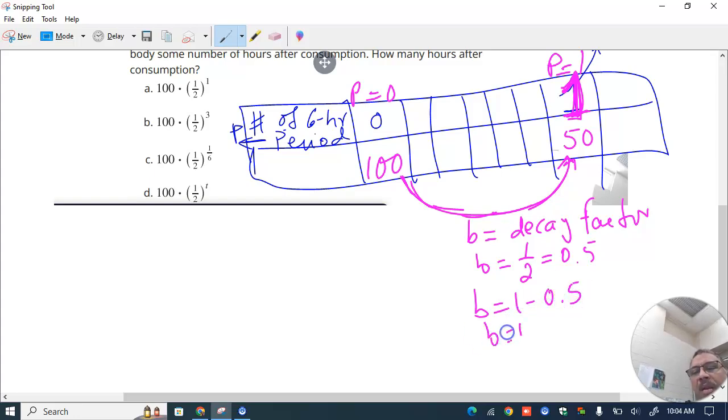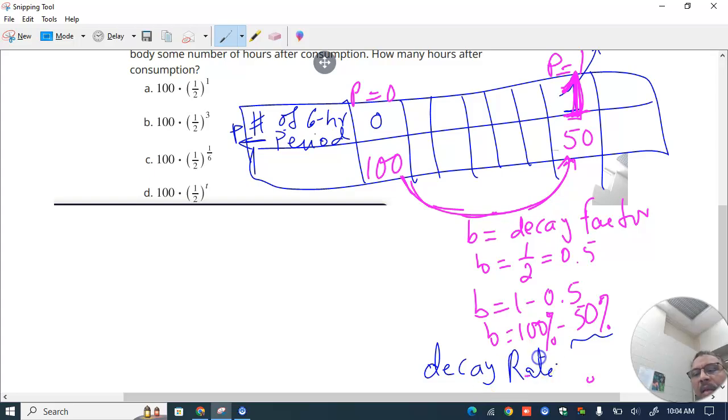Basically, this means it is 100% minus 50%, correct? Which is B, which is 50%. So this means 50% goes away. So this is that decay rate. So decay rate is different. So decay rate is 50% because 50% goes away.